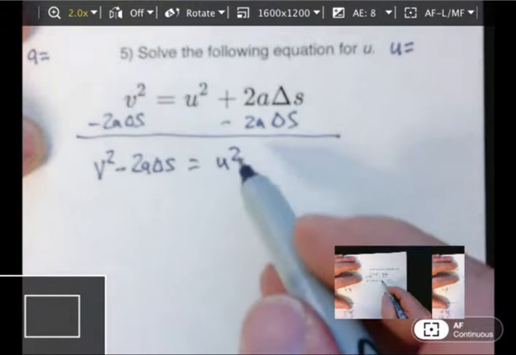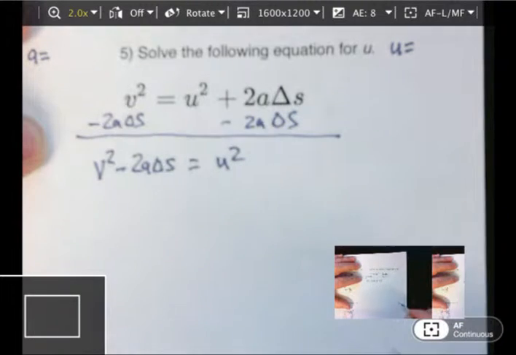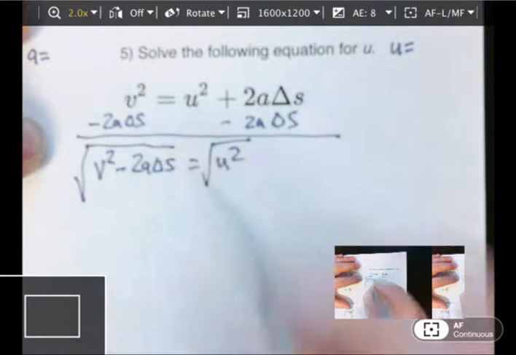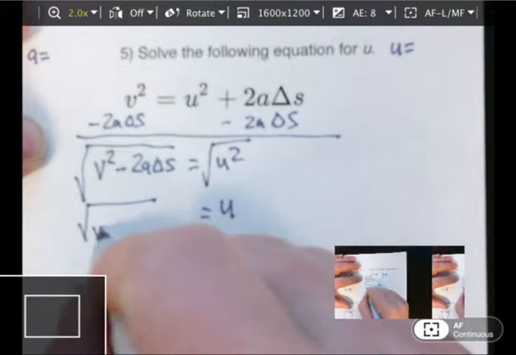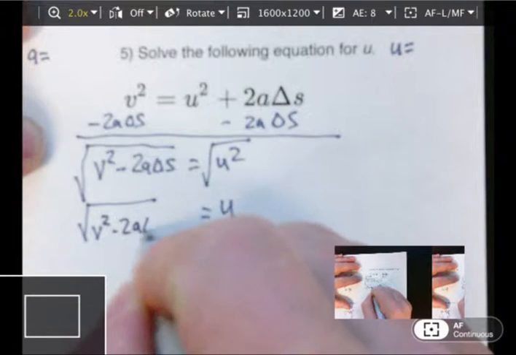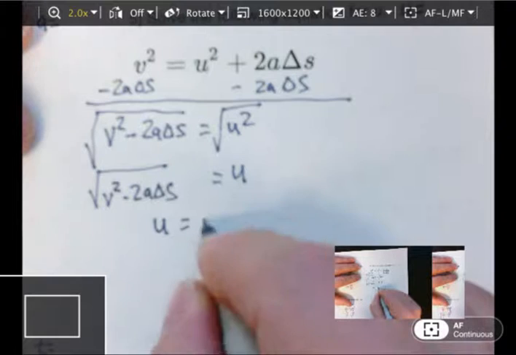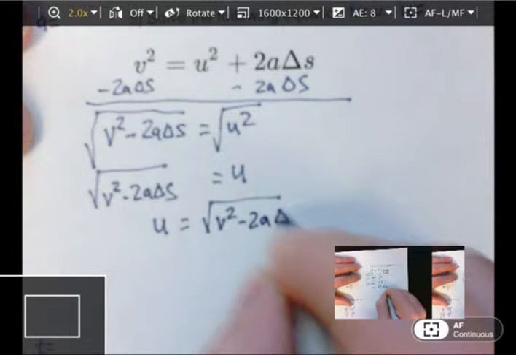And now since u is by itself, except being squared, we just need to take the square root of both sides. And we're left with u equals the square root of v squared minus 2a delta s. And for good form, u equals square root of v squared minus 2a delta s.